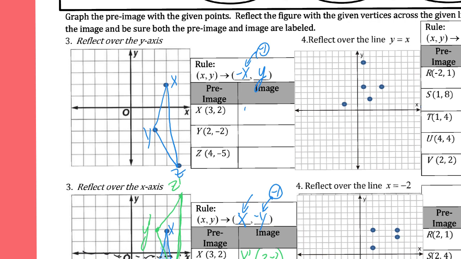Okay, and so how do you do that? Well, x prime would become -3, 2, y prime would be -2, and the y stays the same, and then z becomes -4 and then -5. Okay, and so you change x and y stays the same.